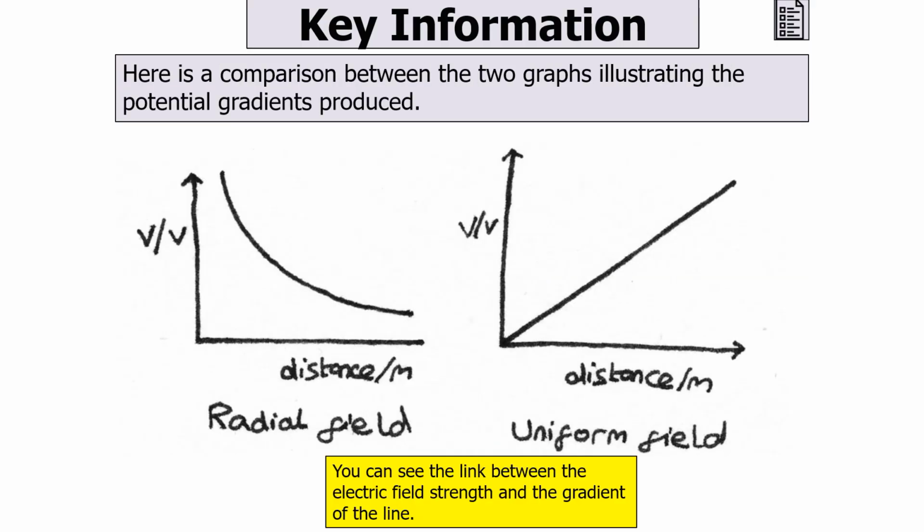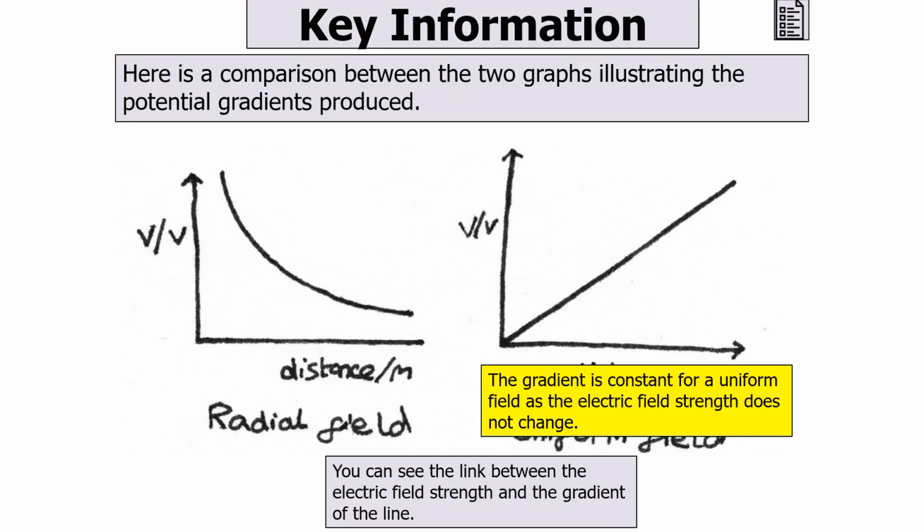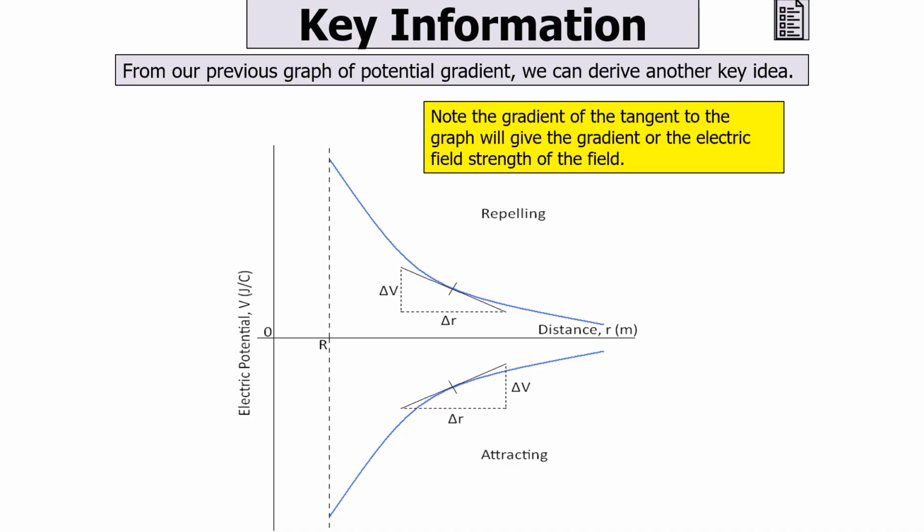So here is a comparison between the two graphs illustrating the potential gradients produced. You can quite clearly see the link between electrical field strength and the gradient of the line. Here, the gradient follows the trend for an inverse square law because E is equal to Q over 4 pi epsilon 0 r squared. Here, our gradient is constant for a uniform field as the electrical field strength doesn't change. Now from the previous graph we can also derive another key idea.